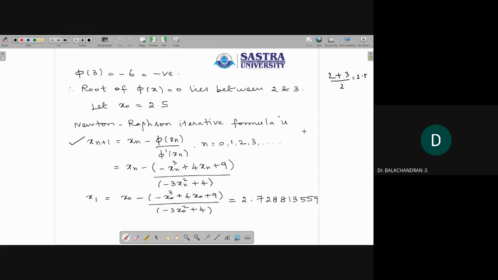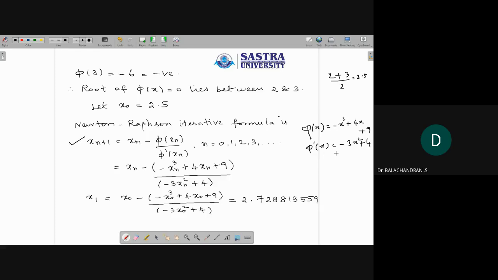Phi of x is equal to minus x cubed plus 4x plus 9. Now phi dash of x is equal to, to differentiate, you'll get minus 3x square plus 4.